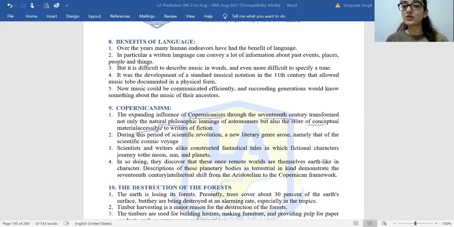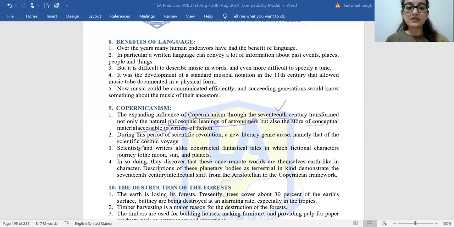So these are the elements that we should mark so that we can find sentences related to any of this one element. The next sentence is "during this period". Now, whenever we have a reference to a time period like "this period", what is it related to? It is this 17th century. During this period of scientific revolution, a new literary genre arose, namely that of the scientific cosmic voyage. Two sentences connected not on any difficult word or element, just based on 17th century and "this period" was important.